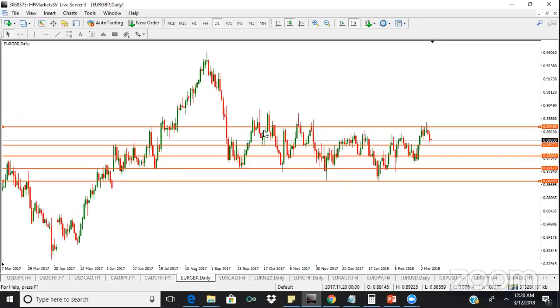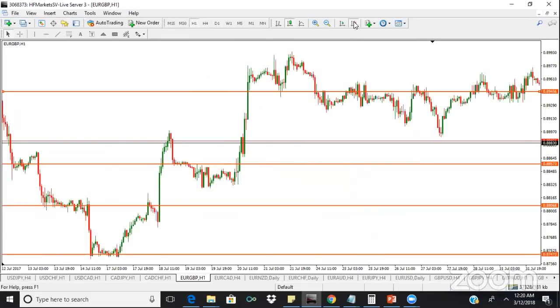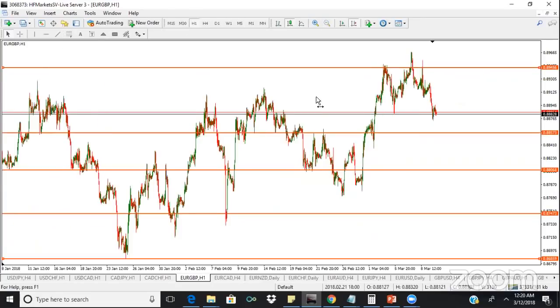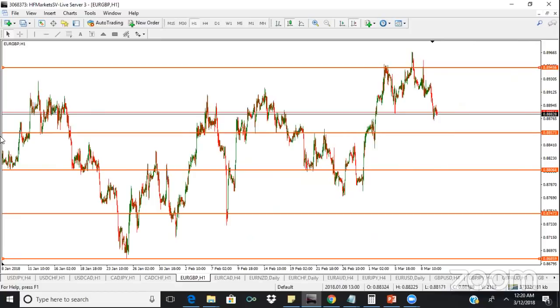So I've drawn my zones. So I go to where? Daily, 1 hour. Look at what has been given us. So this has not really given us the trend market we are looking for. So nothing really much.